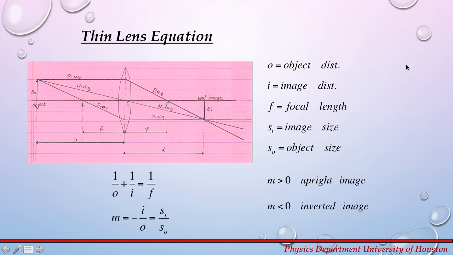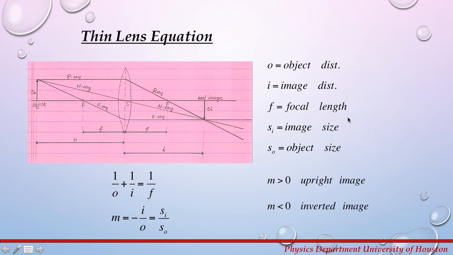Before we talk about the thin lens equation, let's talk a little bit about these distances that we labeled on this figure. So O is the object distance from the center of the lens. I is the image distance from the center of the lens. F is the focal length for this lens. SI is the size of the image. And remember, in our case, the image is inverted, so the size of the image is going to be negative. And SO is the size of the object.